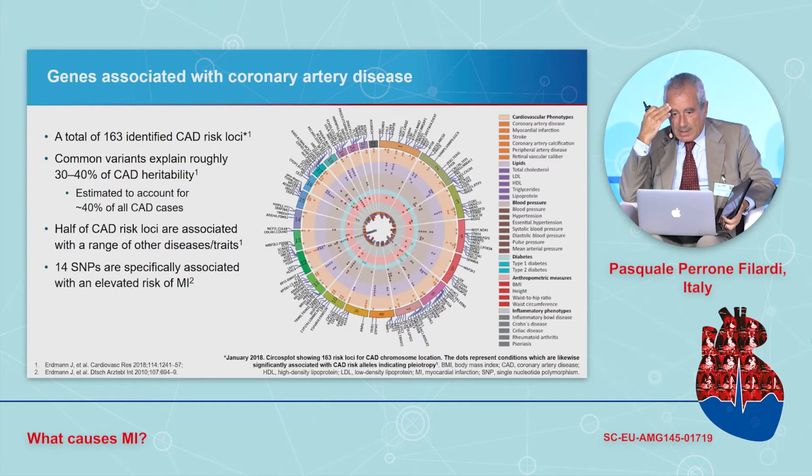There have been more than 160 loci that were identified and linked to the risk of coronary artery disease. And this explains about 30 to 40% of the heritability of coronary artery disease. And I think, most importantly, an estimation for the population attributable risk tells us that this might explain 40% of all coronary artery disease cases that we see. Half of these loci, that's interesting, are associated with a range of other diseases or conditions. And among these, 14 single nucleotide polymorphisms are specifically associated with an elevated risk of myocardial infarction. So this is the situation that we have at the moment.